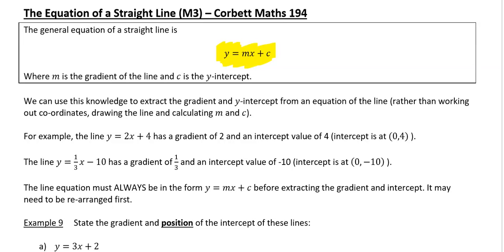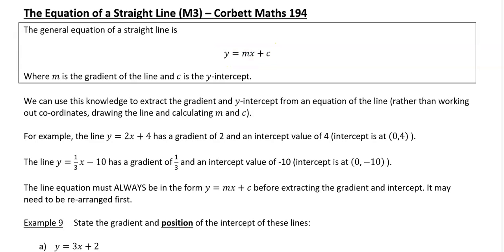So if we know this formula, y is equal to mx plus c, if you see a line written in this form, then you can determine what its gradient is and what its intercept is. Instead of having to actually draw out your line and so on using your table of values, you can just look at the general equation, and if you know this equation, then you can decide what the gradient is and what the intercept is. So it makes it very, very easy indeed.